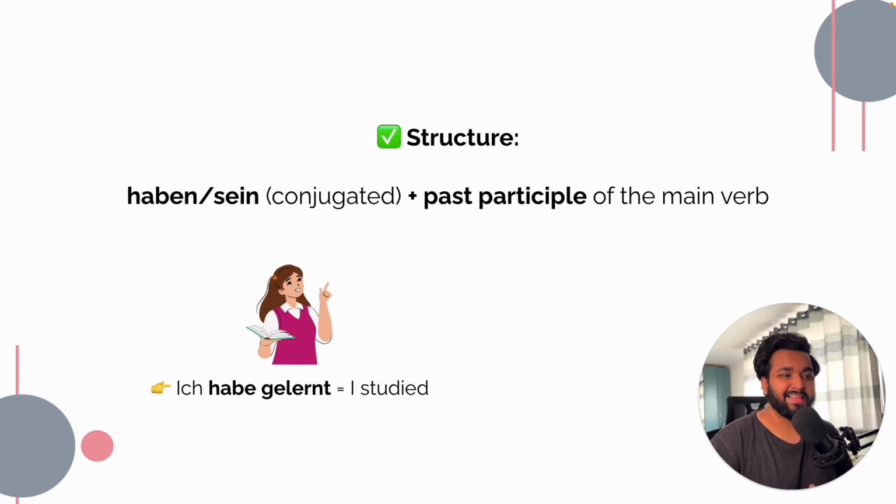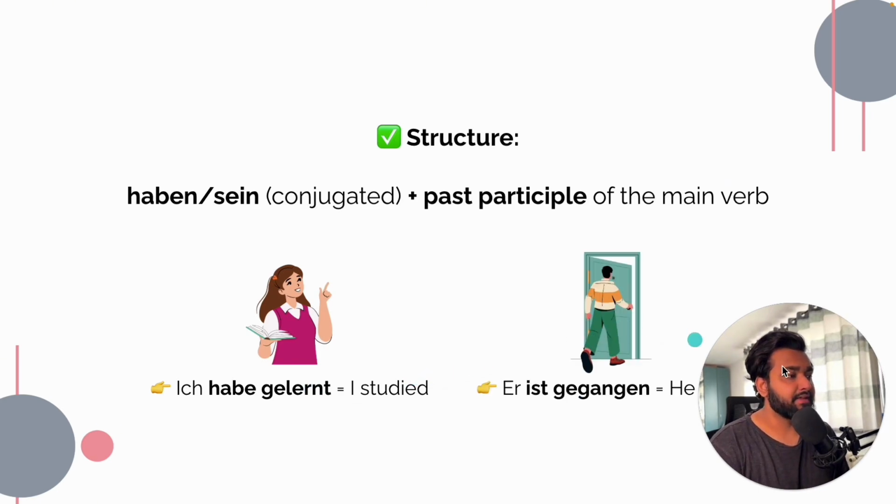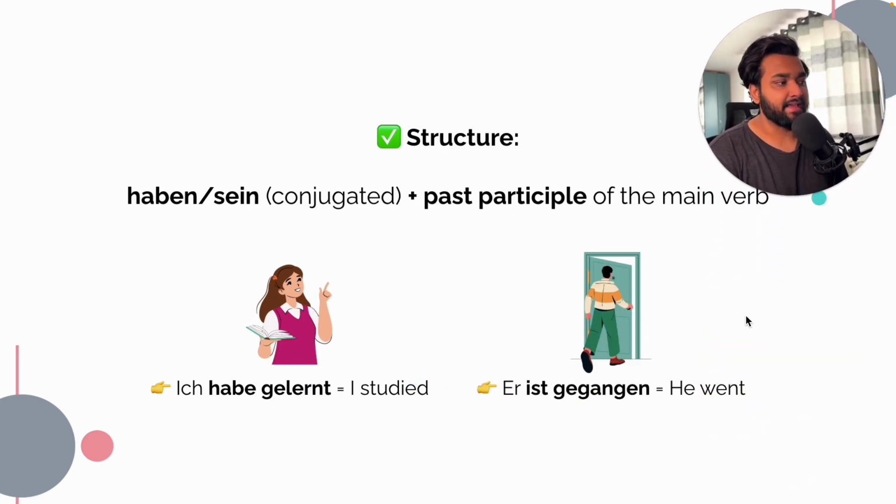For example, ich habe gelernt. As you can see, we used haben but conjugated for ich, habe, then gelernt, the past participle of lernen. Then we have ist gegangen. That means he went. So in this case, we didn't use haben, we used sein, conjugated as ist, gegangen. He went. And now you may ask, bro, when to use haben and when to use sein?